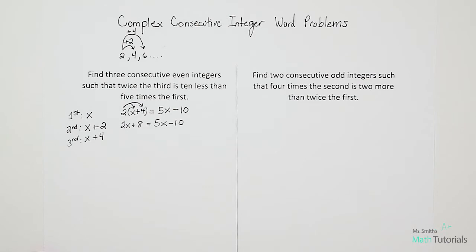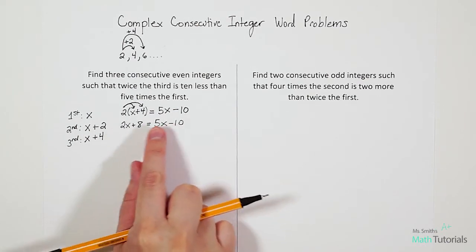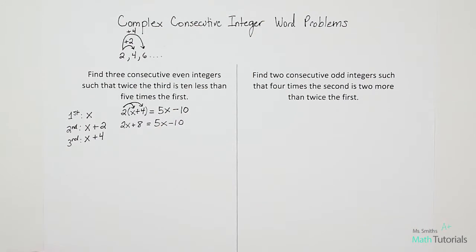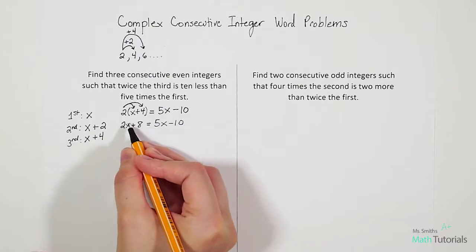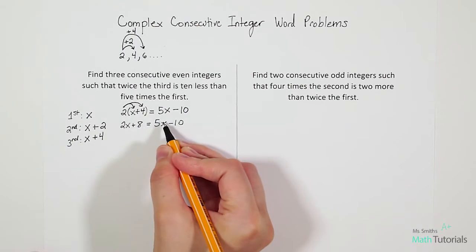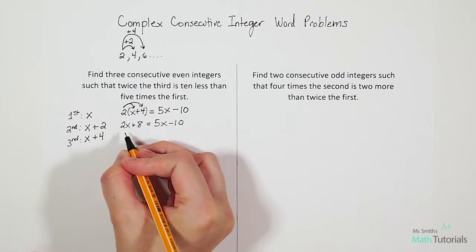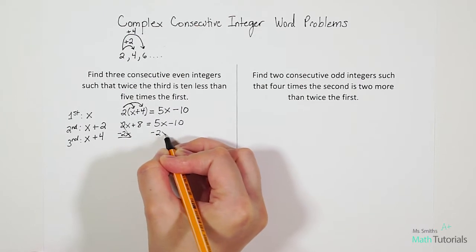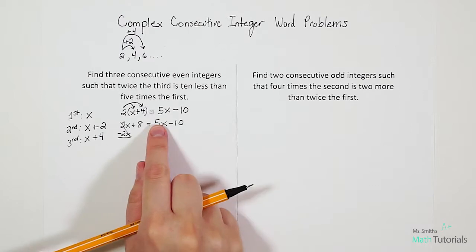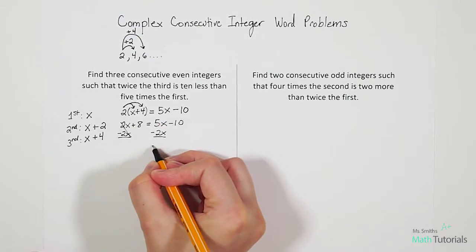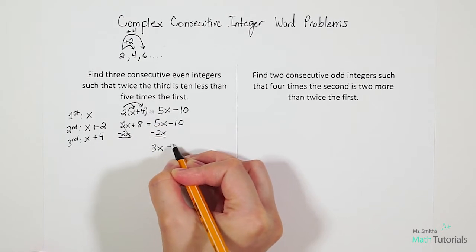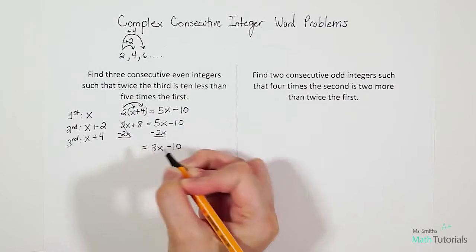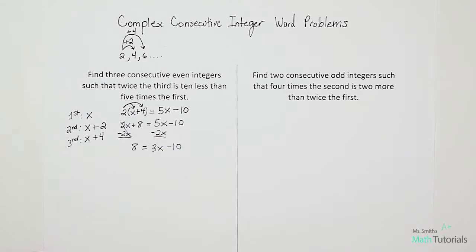Now from here, I want to get my x's together. Right now they're on opposite sides of the equation. It's always a good rule to bring your smaller x value to the bigger x value. 2x is going to be our smaller between 5x and 2x. So let's subtract 2x over here. And 5x minus 2x gives us 3x. We're going to bring down our negative 10, down our equals, and down our positive 8.